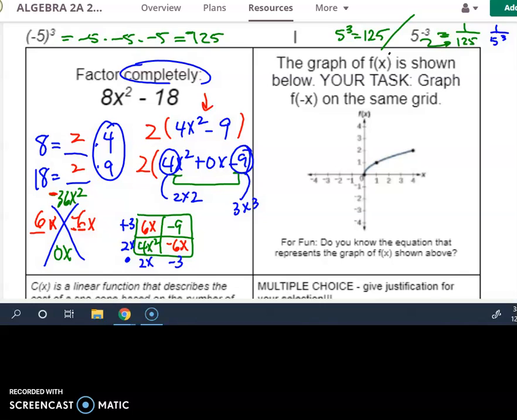So by choosing numbers that are the factors that are the same, that's the 2 2s and 2 3s, that helps increase our chances of getting that 0 in the middle. That would be that 6x minus 6x. So our final answer is 2 times 2x plus 3 and 2x minus 3.